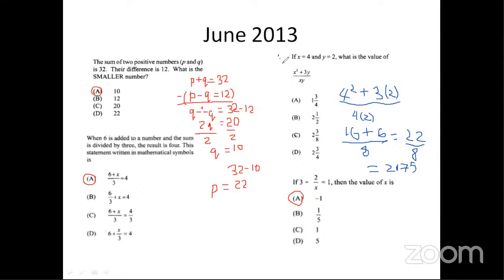You're using your calculator, are you? Yes, you are. No, 22. We never worked out this one before. 22 minus 16 gives you what? 6.